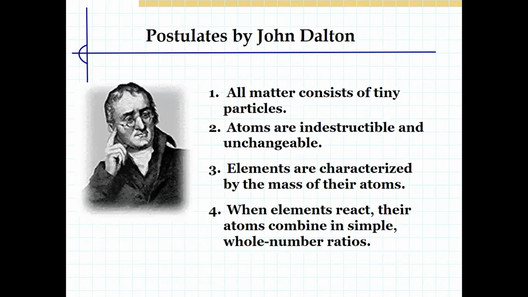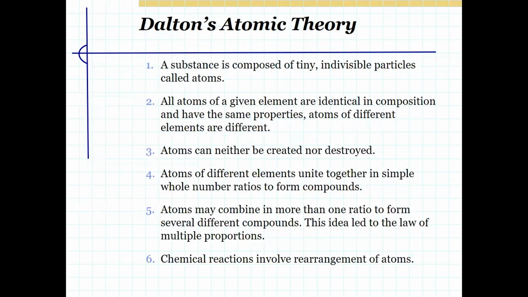He said that all matter is basically based on tiny particles, and atoms are indestructible, not changeable, and elements are identifiable through their masses of atoms. When elements react with each other, the atoms combine in simple and whole number ratios, and the theory was termed John Dalton's theory for chemical reactions. Clearly, this had better visibility, and people started liking it.